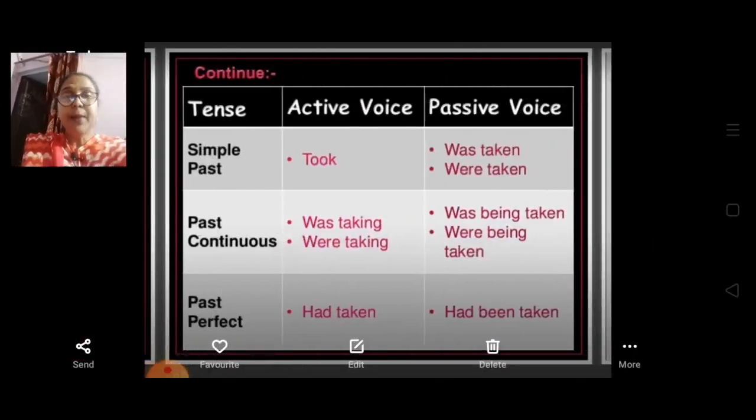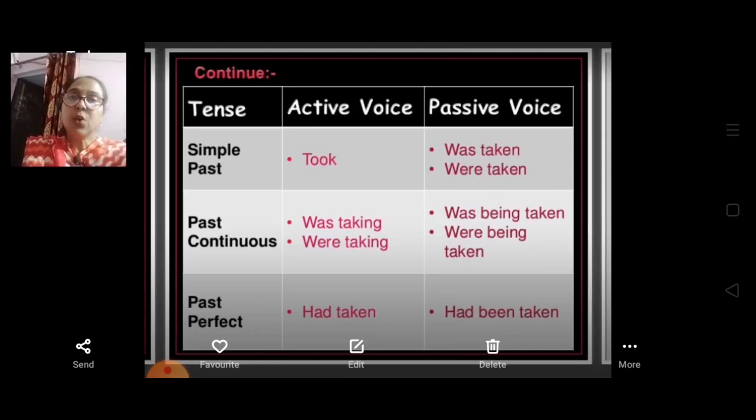Now in the past tense. If it is written took, so the verb is written in simple past tense, we are going to write was taken. And if it is written with a plural subject, we will write in passive voice were taken. The past participle will be there with the auxiliary verbs.